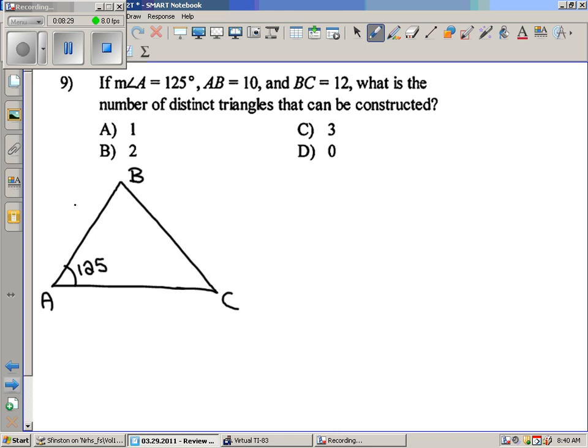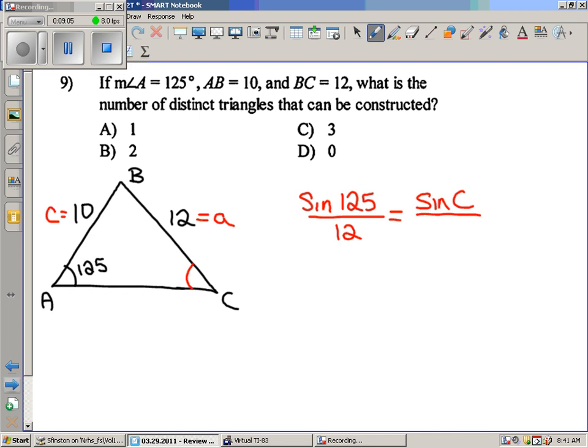Okay. So A to B is 10, B to C is 12. Now, what is the first equation you are going to use? Law of sines. Thank you. And it makes an awful lot of sense, since we have angle A and side A, to go for angle C, because we got side C. So the sine of 125 is to its side of 12, as the sine of C is to its side of 10. You cross multiply.